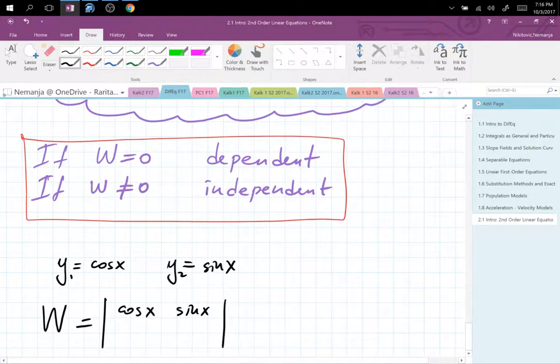Imagine how cool your life has to be so your name becomes a verb. Right? You Wronskian this thing.